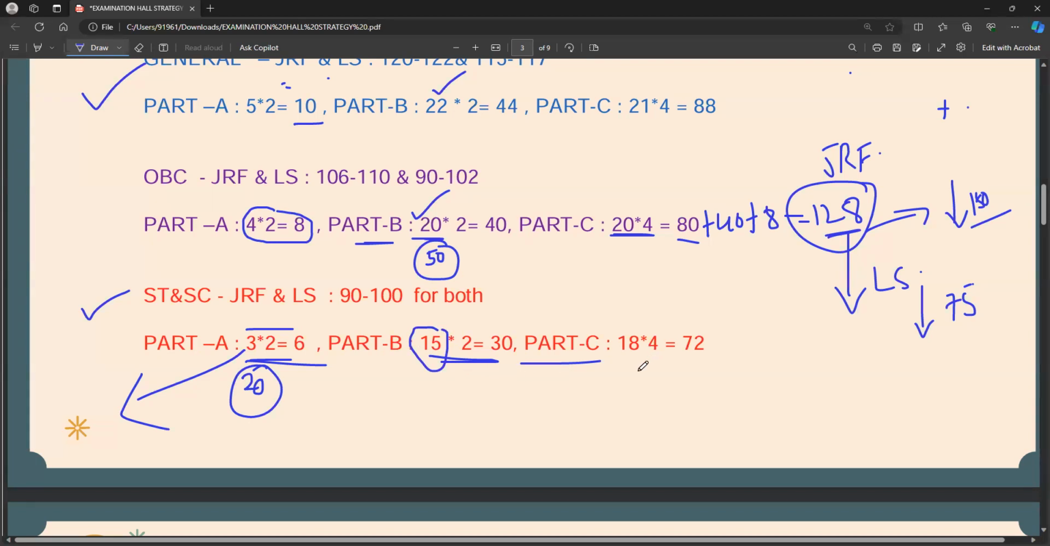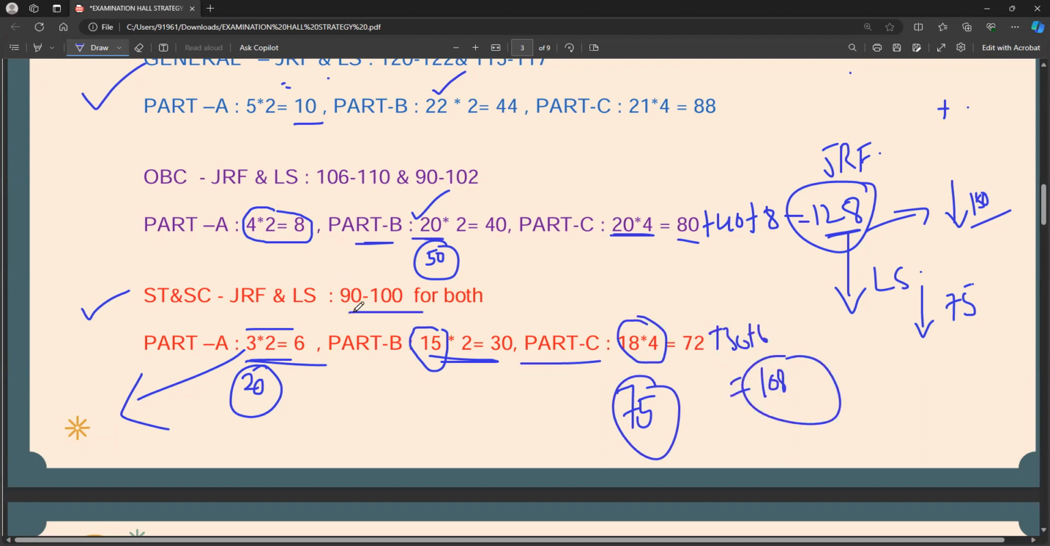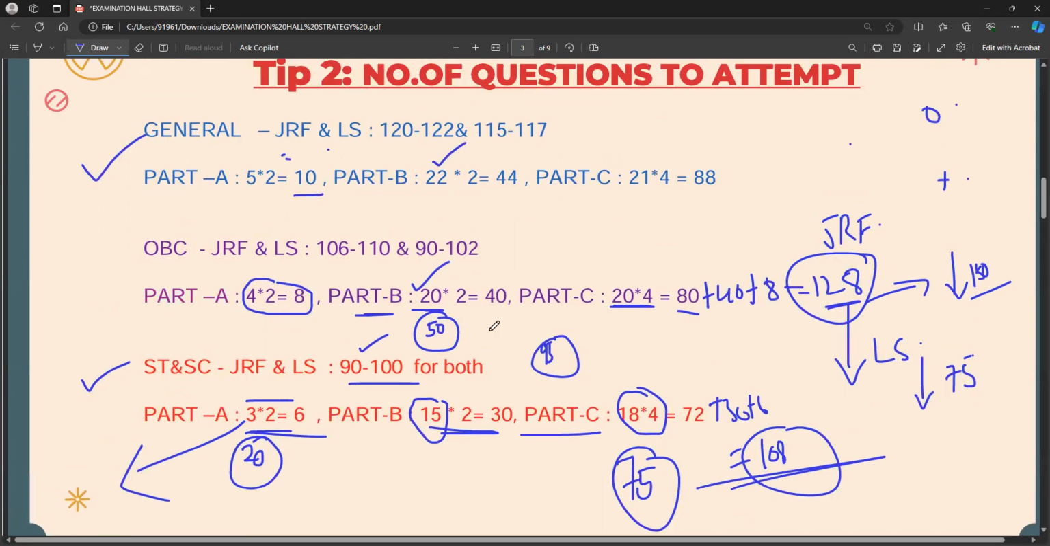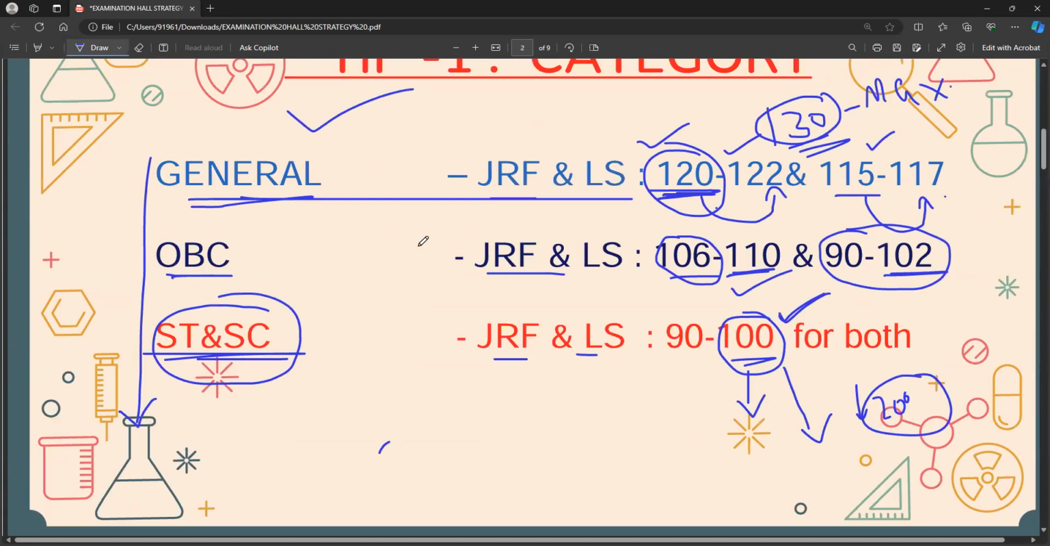And in Part C, out of 75 questions, you have to choose 18 questions only. So 72 plus 30 plus 6, you're getting 108 marks. And trust me, the 100 whatever I kept is actually the maximum. If your score will be hardly 95, sometimes it will reduce also. Easily you can qualify.